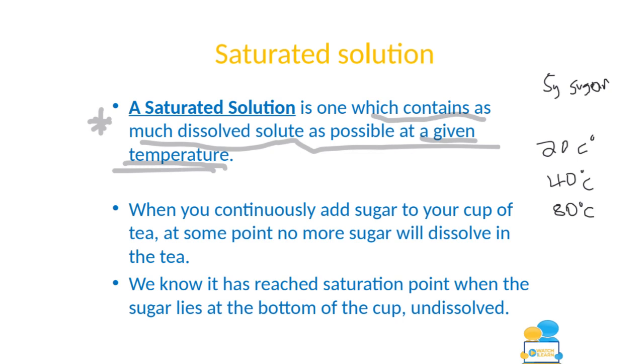Hopefully you're concluding that at 80 degrees, we would dissolve the most of this sugar. At 20 degrees, you might only dissolve 1 gram of sugar. At 40 degrees, you might only dissolve 1.4 grams of sugar. At 80 degrees, you may dissolve 2 grams of sugar. And of course, in this case, we need to keep the amount of tea the same. So we'll say 500 mils of tea.